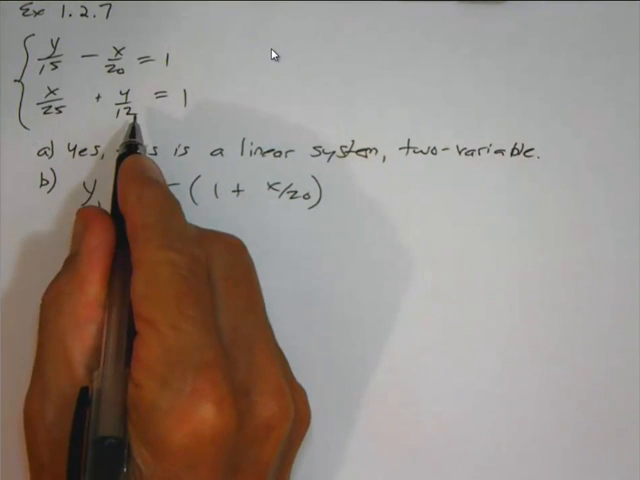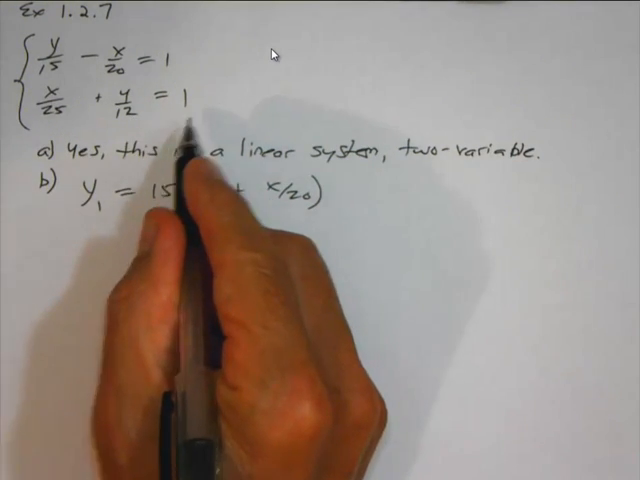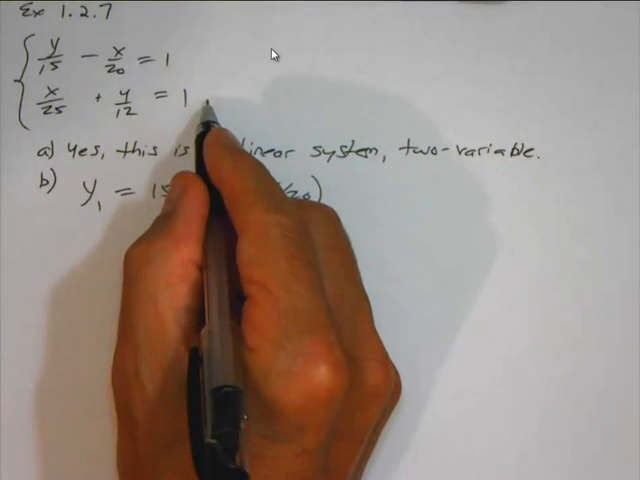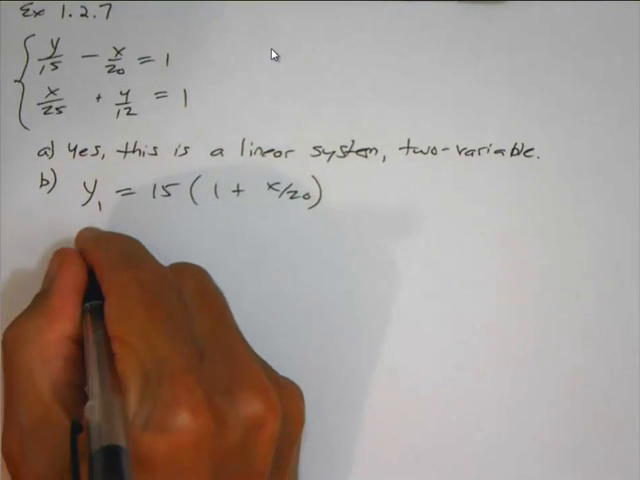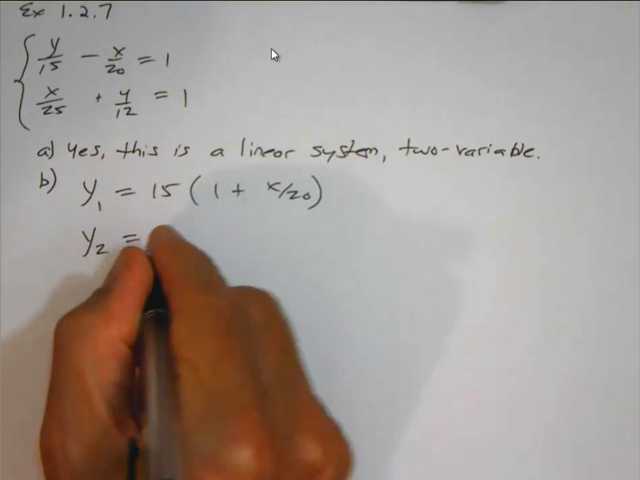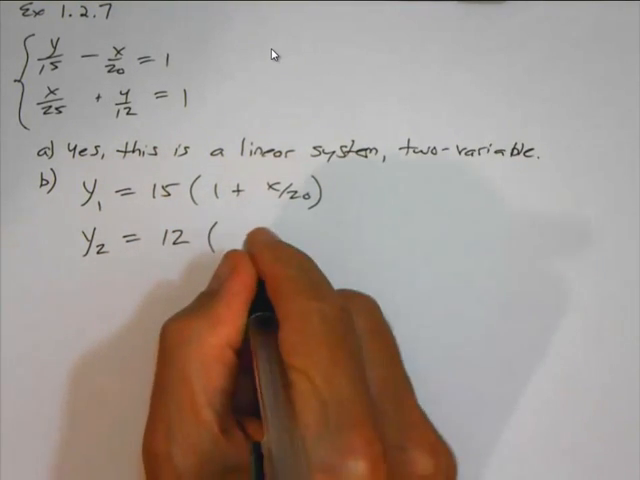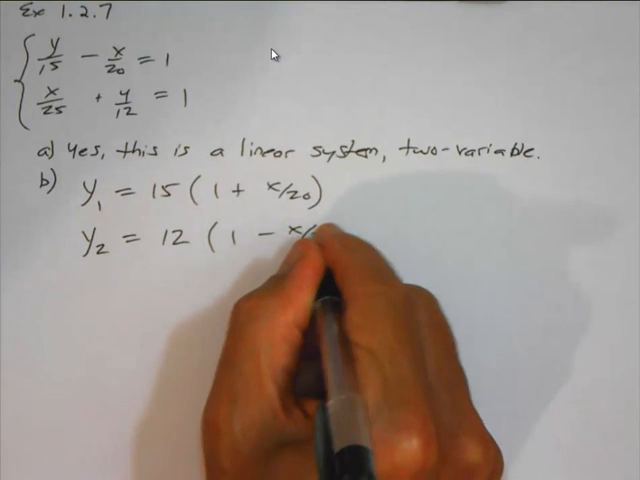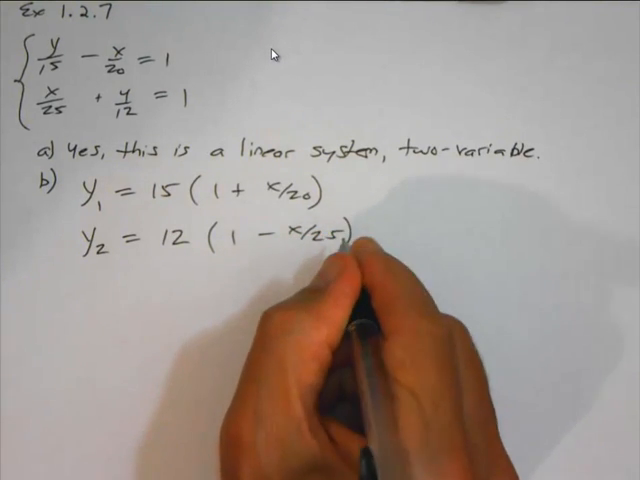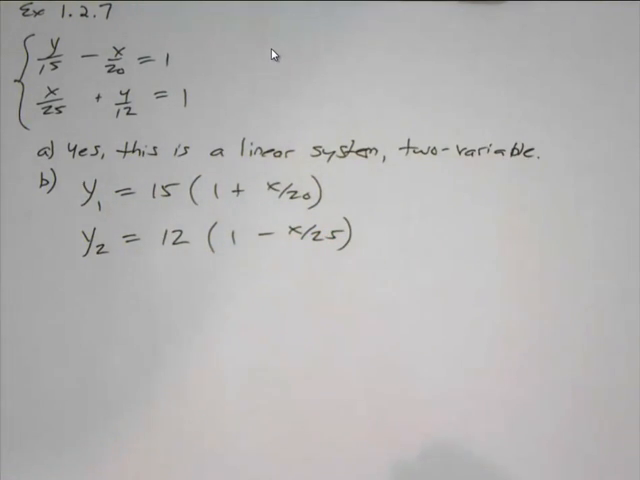In the second equation, to solve for y, subtract x over 25 from both sides, multiply both sides by 12. We have y2 equal to 12 times the quantity 1 minus x over 25. Okay, let's go to the calculator.